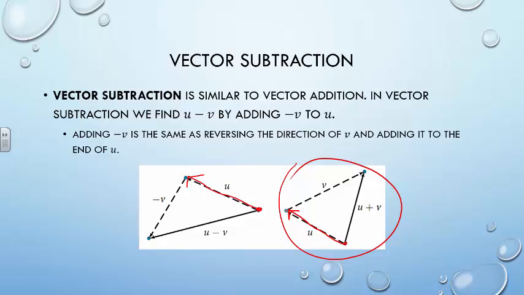In addition, we just went ahead and stuck v on the end and drew our u plus v. Here, we have to reverse the direction of v, so you'll notice that it starts at the terminal point of u still, and instead of going up off into space this way, it comes down. And just like vector addition, we'll notice that our u minus v starts at the beginning of u and continues in a straight line to the end of v.